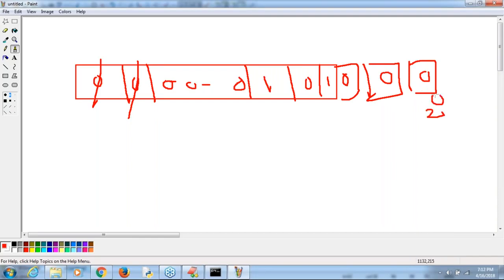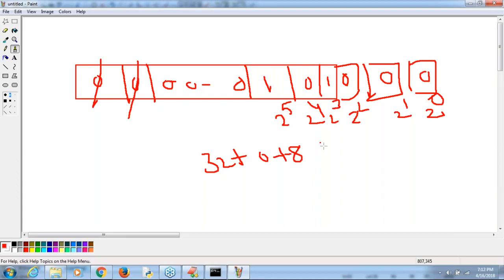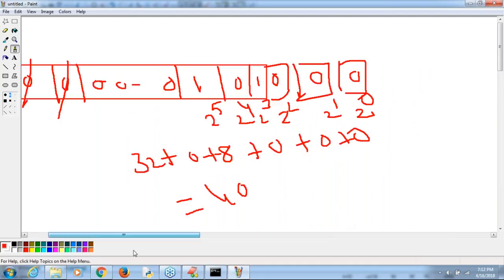Very simple. 2 power 0, 2 power 1, 2 square, 2 power cube, 2 power 4, 2 power 5. So 1 into 2 power 5 is 32, plus 0 into 2 power 4 is 0, plus 1 into 2 power 3 is 8, sir, 0 into 2 square is 0, and the next ones are 0. Can you please tell what its value is? 32 plus 8 is nothing but 40. Remember that.